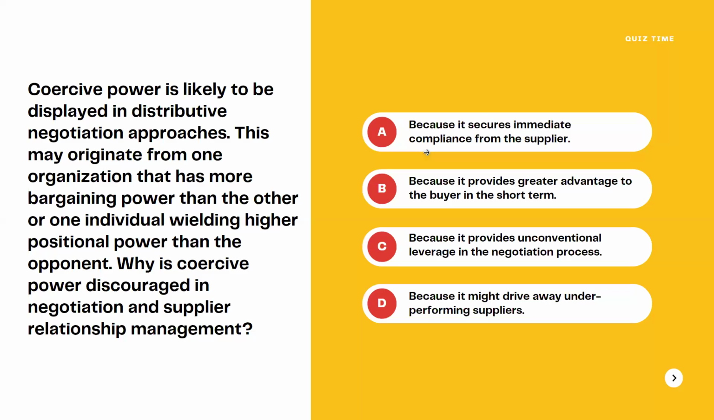It's about the use of coercive power and the reason why coercive power is discouraged in negotiation. All right, so the question just looks like this. We have a question like, why is coercive power discouraged in negotiation? And we have four answers. Please let me know your choice here before I switch to the explanation. Okay, that may surprise you as well.